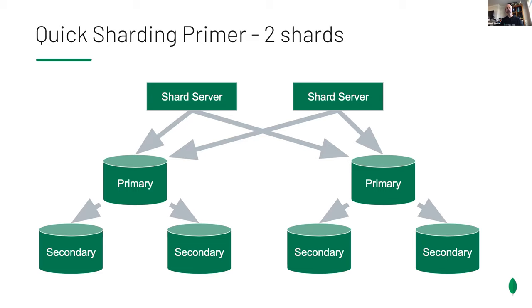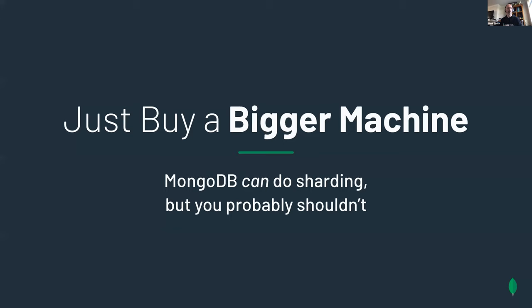As soon as you add a second shard, you need another three machines at least for that second cluster, and you also need shard servers. You need two of those for high availability. You might need some load balancers on top of that. So you're actually probably tripling or quadrupling the cost of your cluster just by sharding. So in general, we recommend that people just buy a bigger machine.